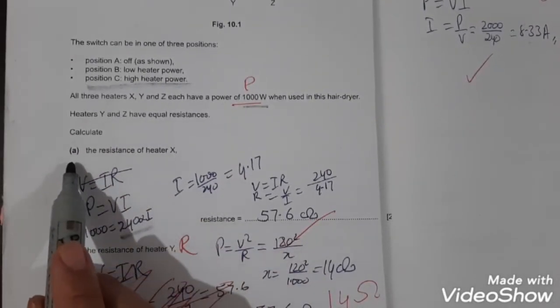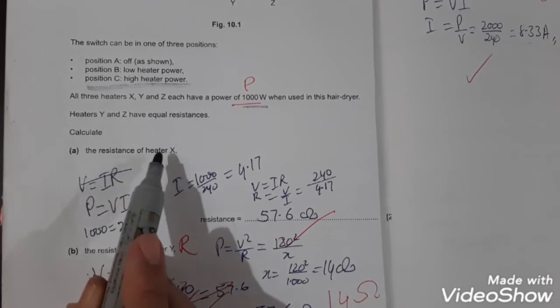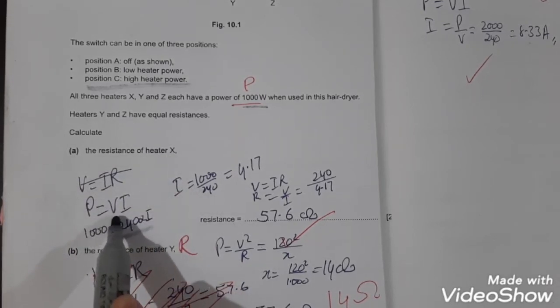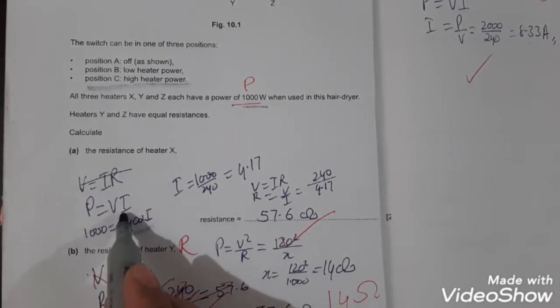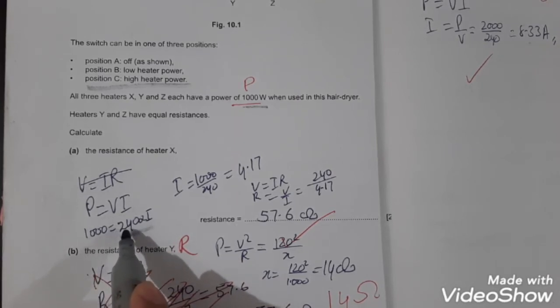So first, in part A, we have to calculate the resistance of heater X. So P is equal to V I. So first we have to calculate the current, which is I is equal to P divided by V.